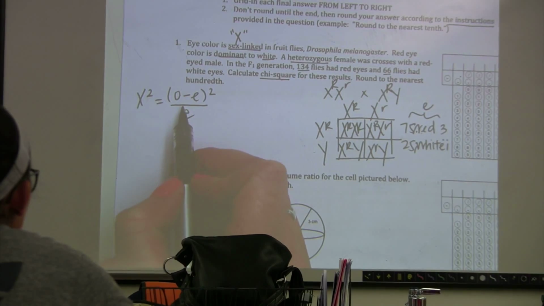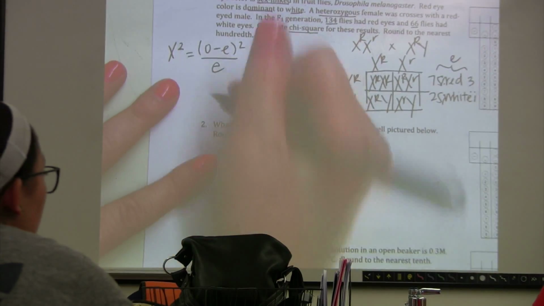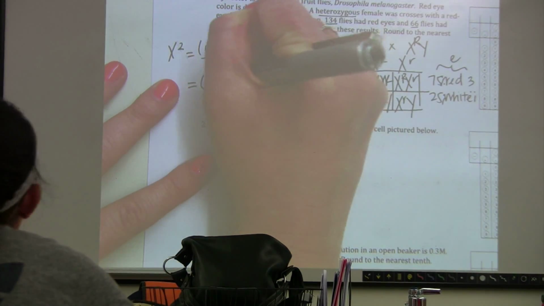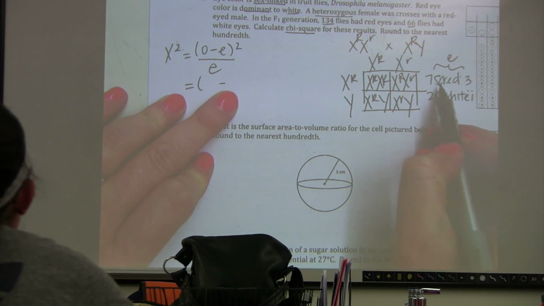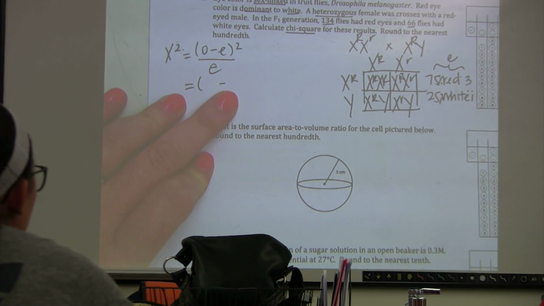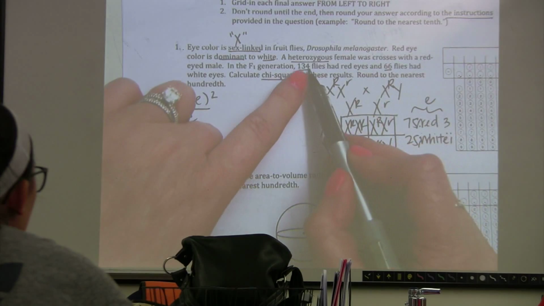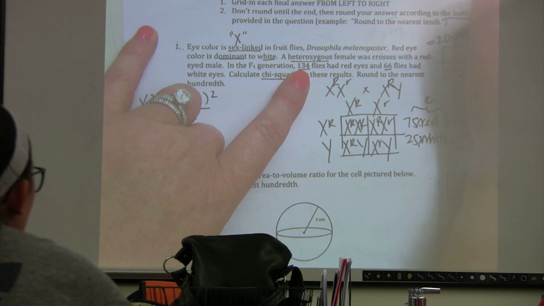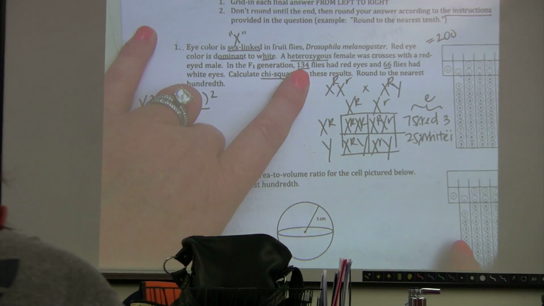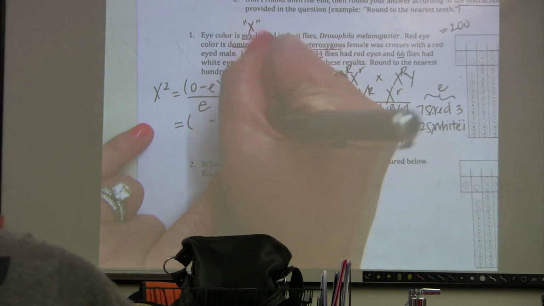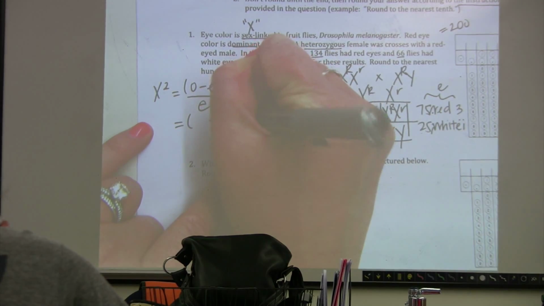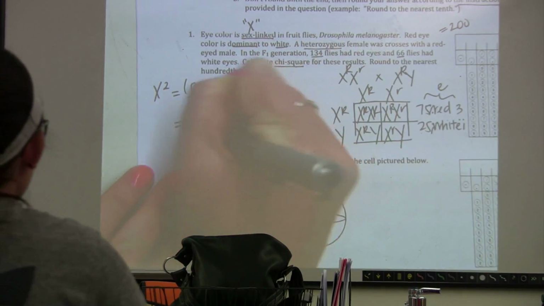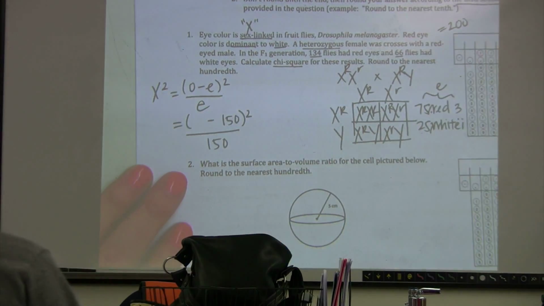So if we're putting this into our equation, because it's a multi-step process, we don't know O yet, but we know our E. What do you think for red? What's the total here? What's 134 plus 66? It's a nice number, 200. So we have a total of 200. What's 75% of 200? 150. So now my E is 150, and I have to square that, and that's going to go down there too.